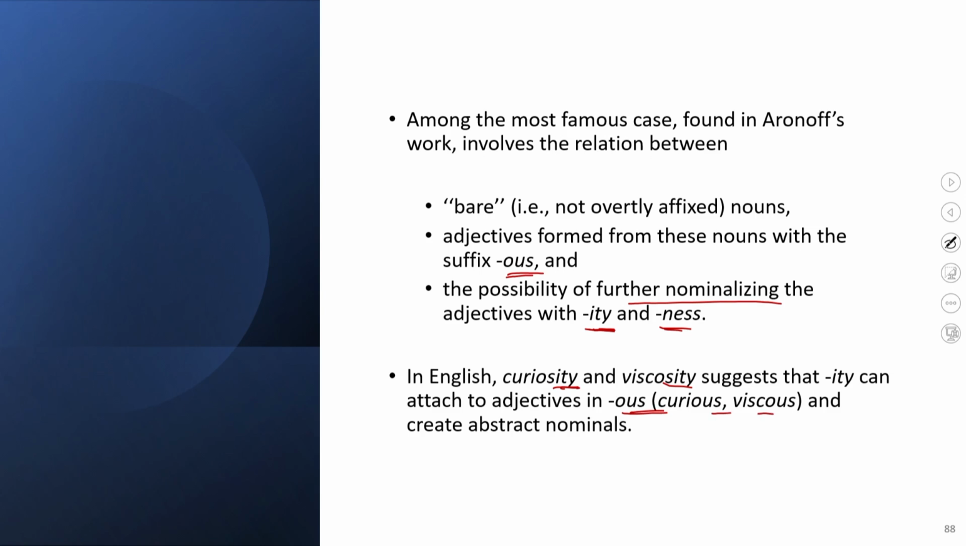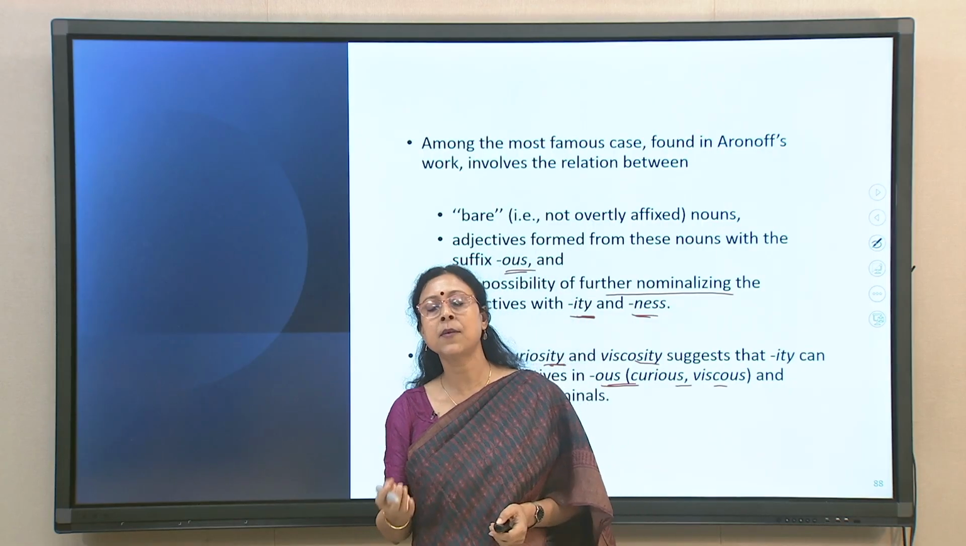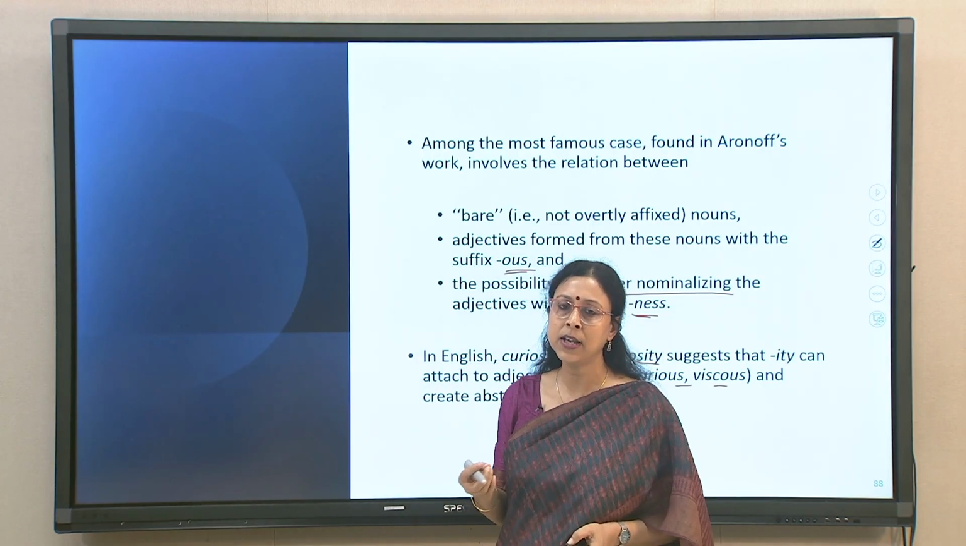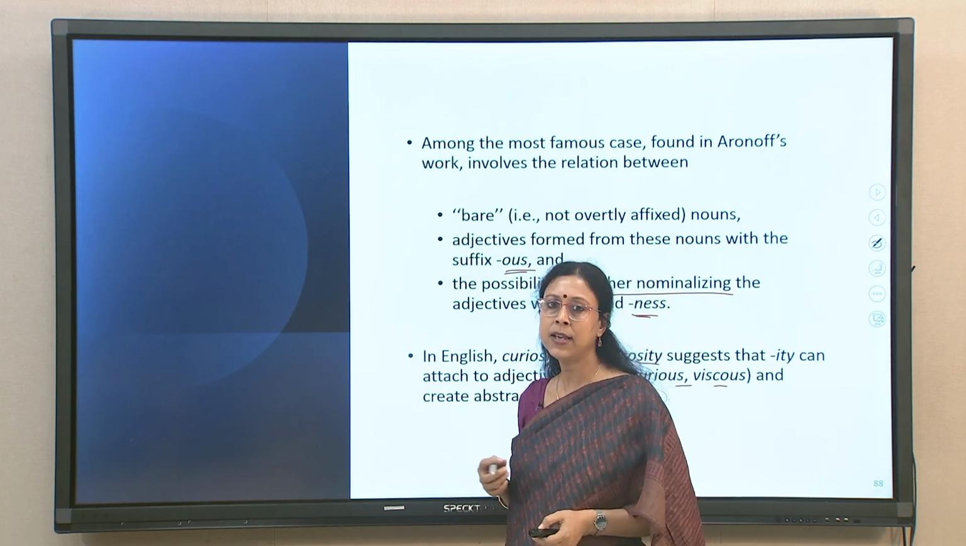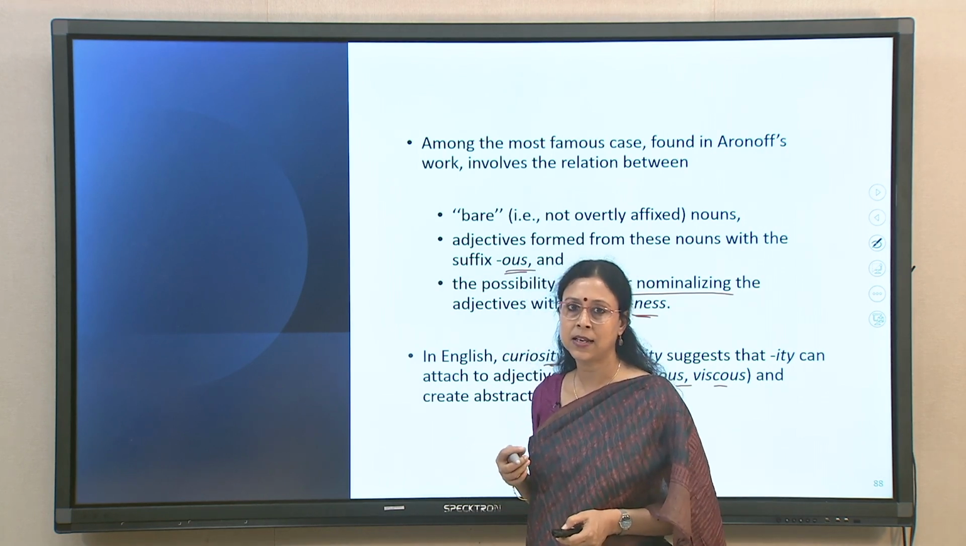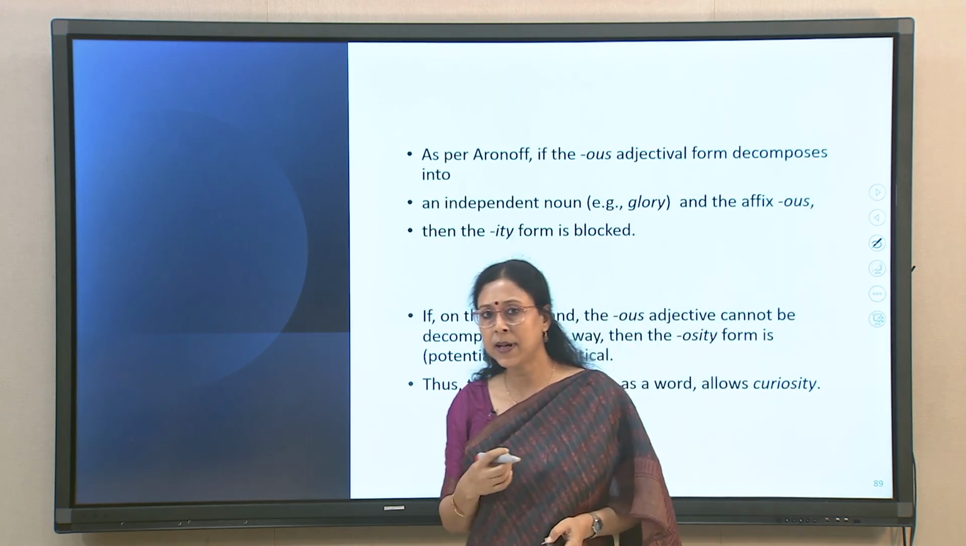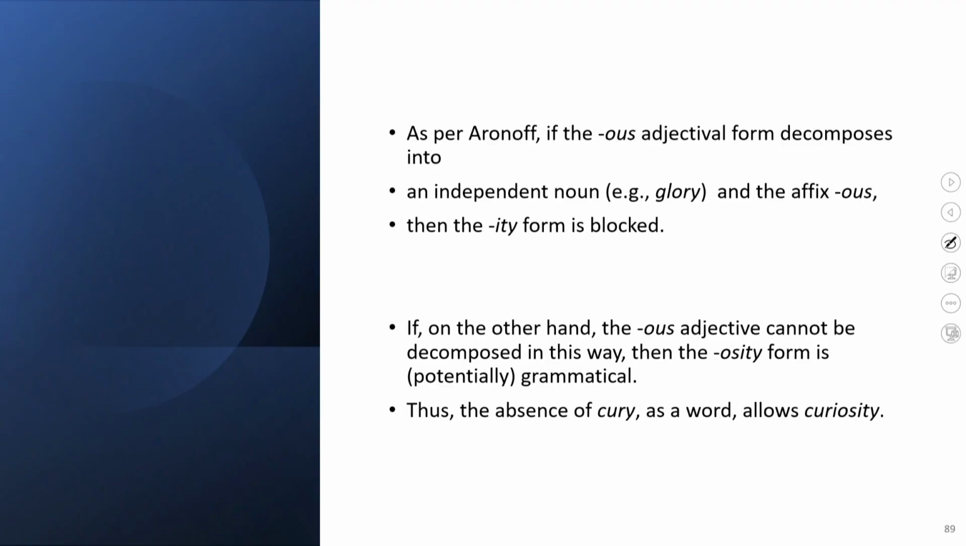So, curious and viscous like that, and create abstract nominals. So, this is possible. You can derive nominals from adjectives by using ITY or ness. ITY is attested by this kind of words. As per Aronoff, if the OUS adjectival form decomposes into an independent noun like glory and the affix OUS, then the ITY form is blocked. So, this is the case where blocking will happen as far as this theory goes.